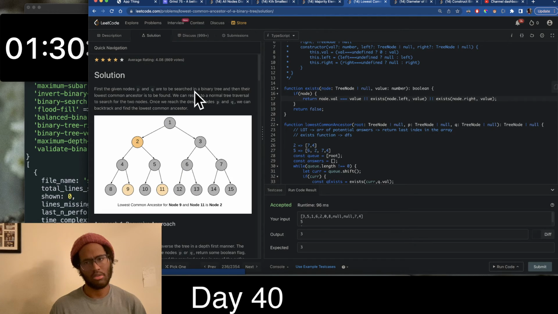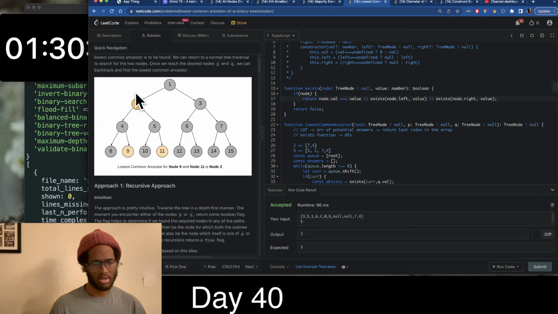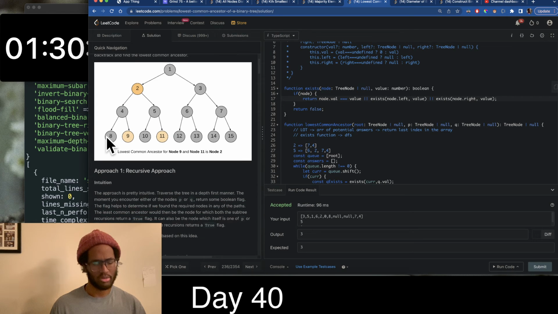Let's see. First, given nodes P and Q are to be searched in a binary tree and then their lowest common ancestors to be found, resort to a normal tree traversal to search for the two nodes. Once we reach the desired nodes P and Q, we can backtrack and find the lowest common ancestor. I see. Looks pretty intuitive.